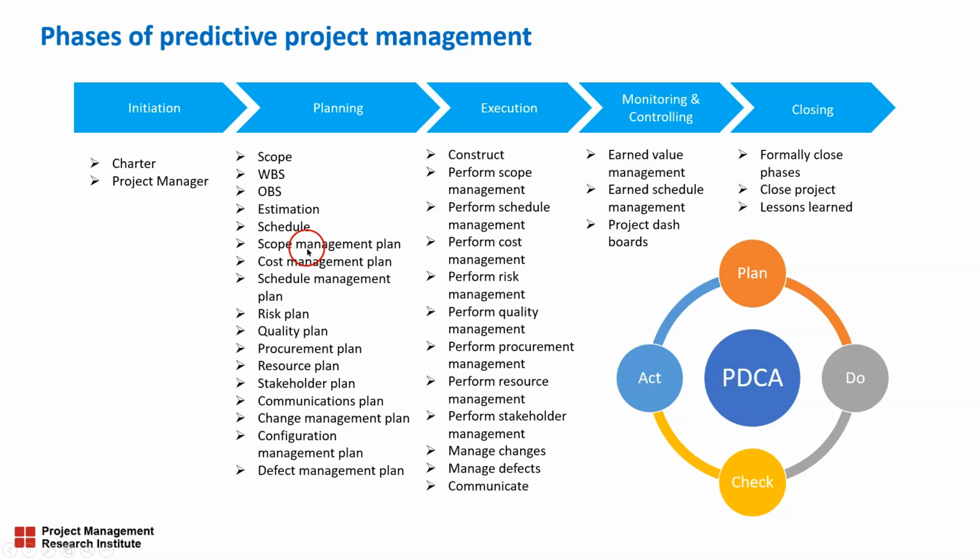Along with that, we develop a scope management plan, cost management plan, schedule management plan, a risk management plan, quality management plan, procurement management plan, resource management plan, stakeholder management plan, communications plan, and a change management plan, configuration management plan, and defect management plans as well. So all these things happen during the planning phase. And once the planning is done, the project gets into the execution mode.